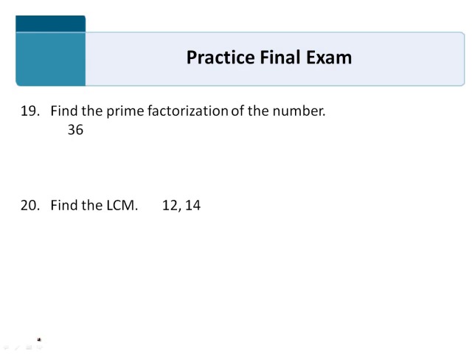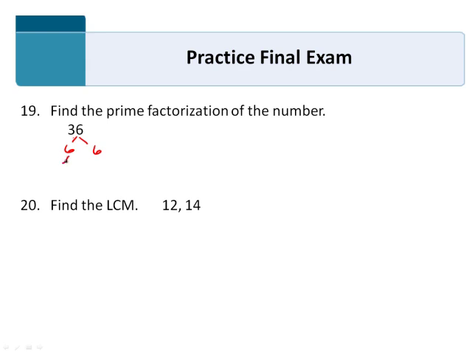Number 19, find the prime factorization of the number. So remember, this is where we use the factor trees, okay? So 36, I'm going to split that into 6 and 6. Could I have used 9 and 4? Yes. 3 and 12? Yes. 2 and 18? Yes. Any of those, okay? I'm going to use 6 and 6.